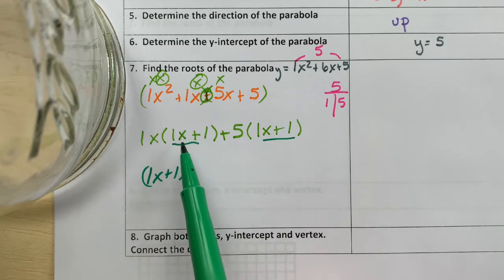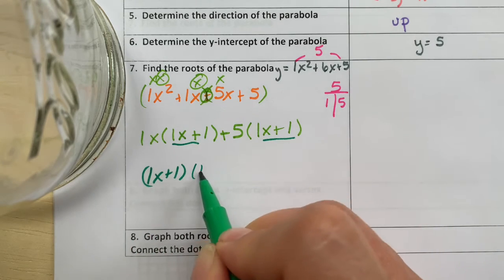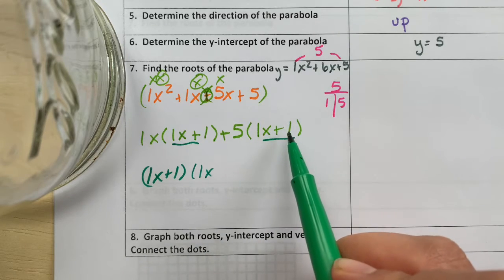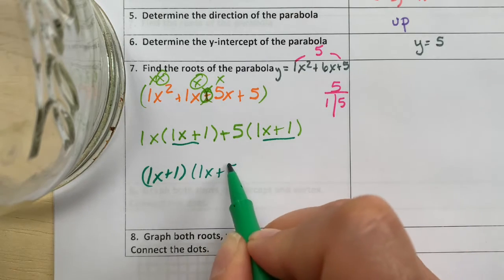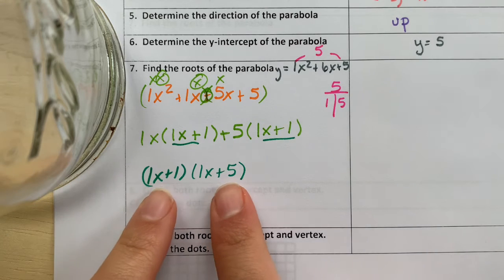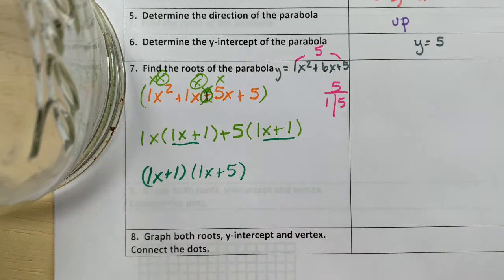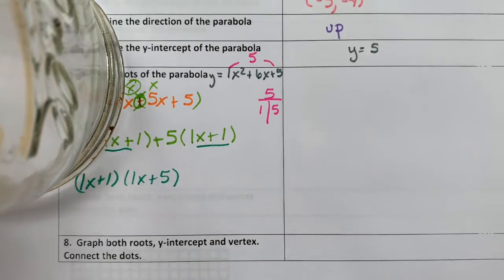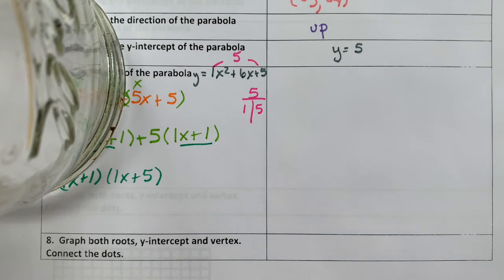This 1x plus 1 is being multiplied by a 1x. And this 1x plus 1 is being multiplied by 5. Now, I'm not quite done. I have to take each one of these factors and set it equal to 0.